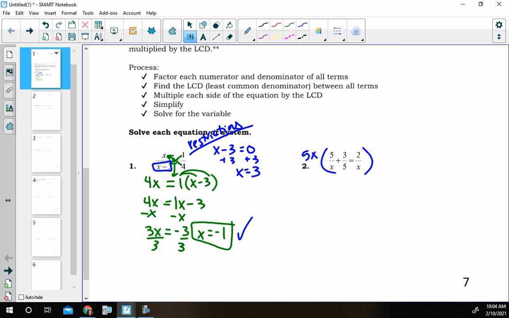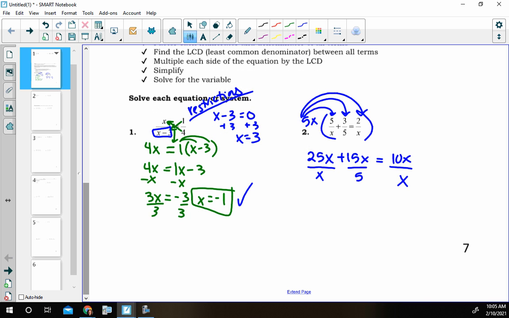Okay, so when I multiply by 5x, what I'm going to do is distribute it to everything in the top. So this 5x times 5 is going to give me 25x. This 5x times 3 is going to give me a 15x. Okay, and this 5x times 2 is going to give me a 10x. And now I'm going to draw all my bottoms back in. Okay, and the reason that I chose that LCD was because now all my bottoms are actually going to cancel. So these x's should go, these x's should go. I could technically take 15 divided by 5, and this is going to become a 3.